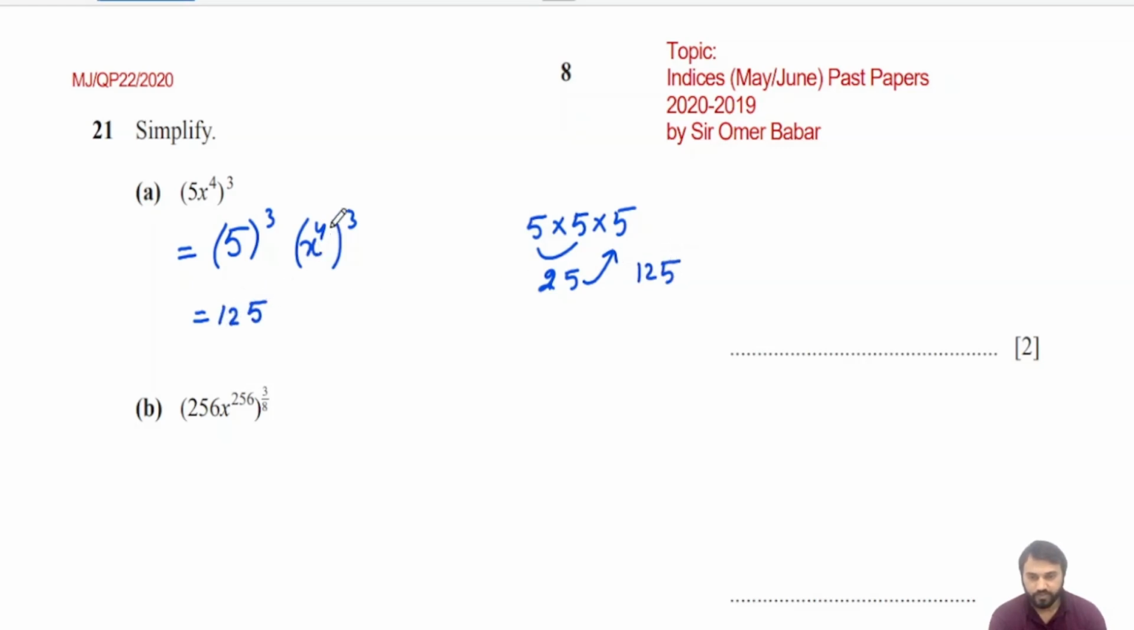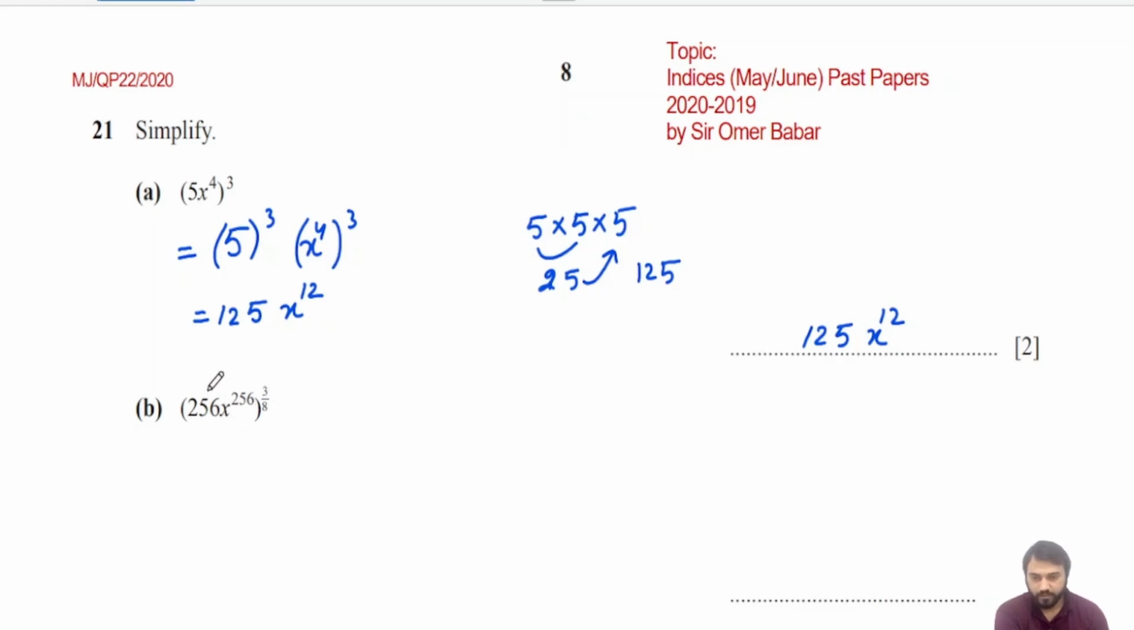So 125, and power of power we multiply. 4 into 3, that is 12. The answer to this question is 125 x raised to power 12. Now the next part B is 256 x raised to power 256 again, and whole power 3 over 8.